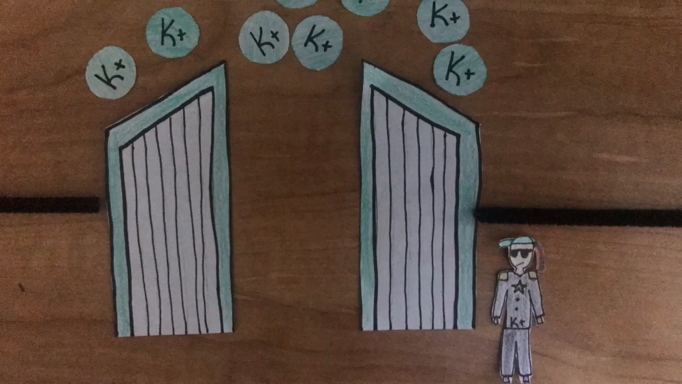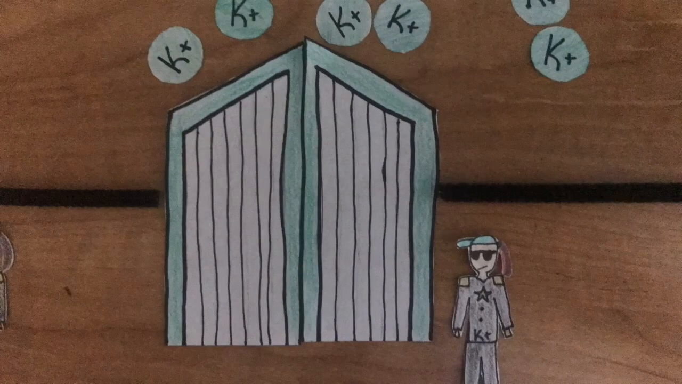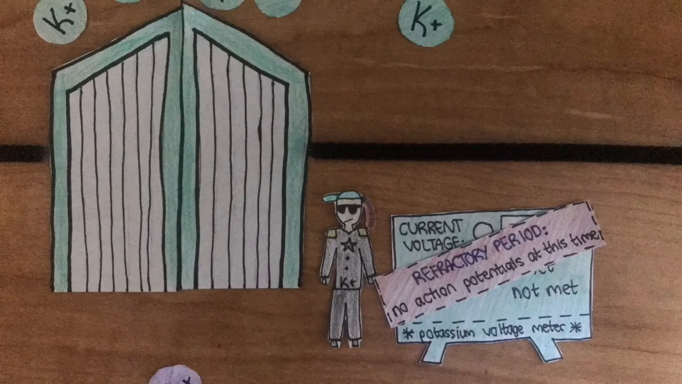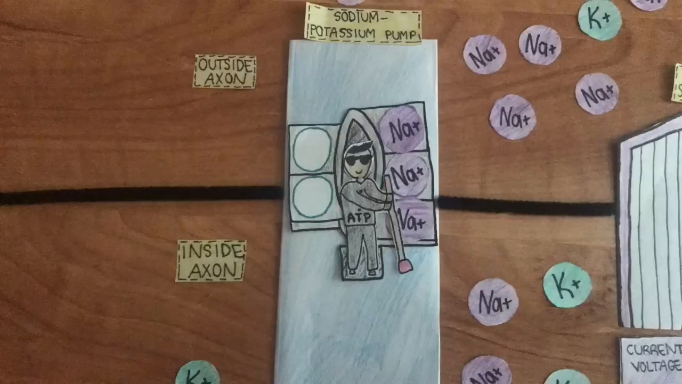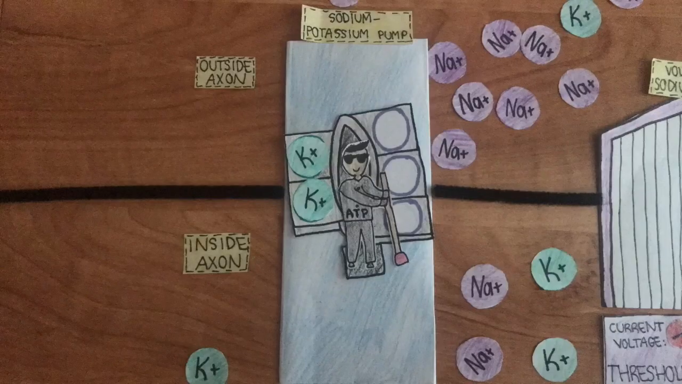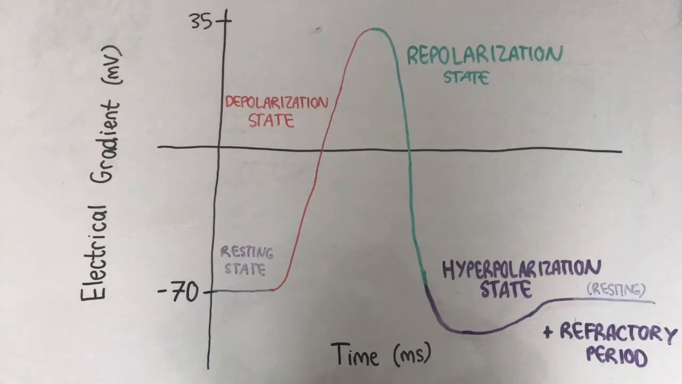Once the potassium channels close, the neuron enters its refractory period, so there cannot be another action potential during this time. During the refractory period, the sodium-potassium pump works to take out sodium and bring in potassium, restoring the charge.